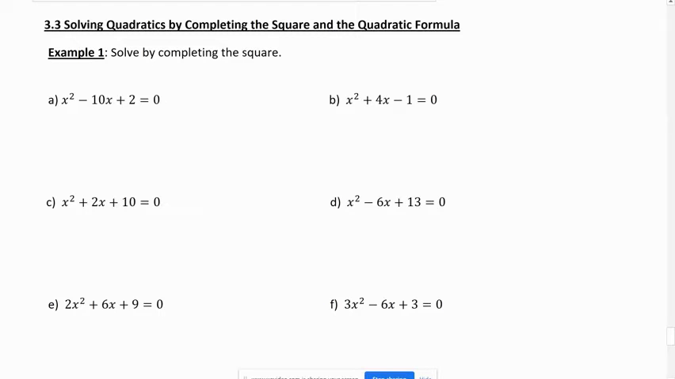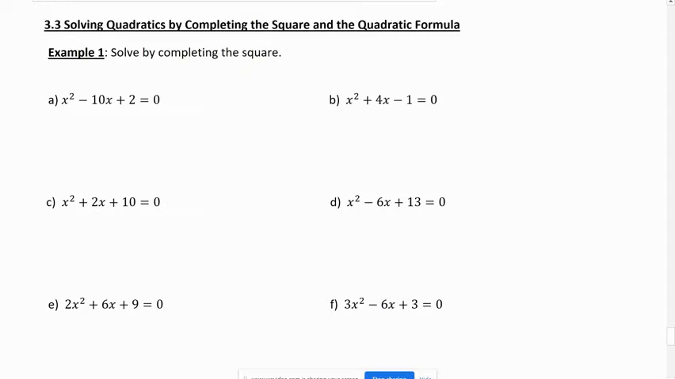In this lesson, we're going to review two topics that you already learned in Algebra 1, but it's been a couple years, so we're going to review how to solve quadratic equations using the completing the square method and using the quadratic formula.